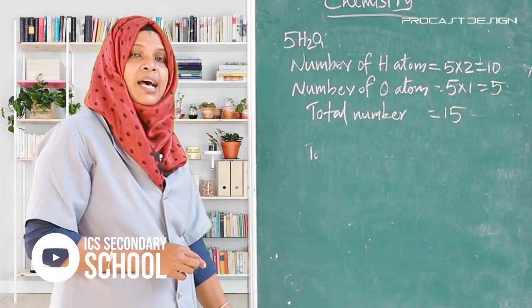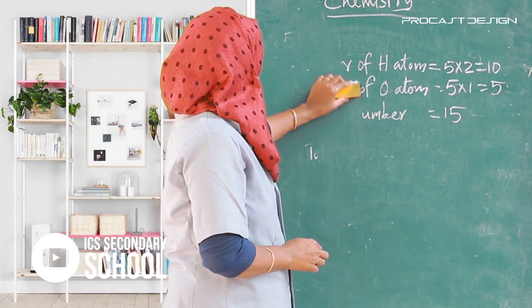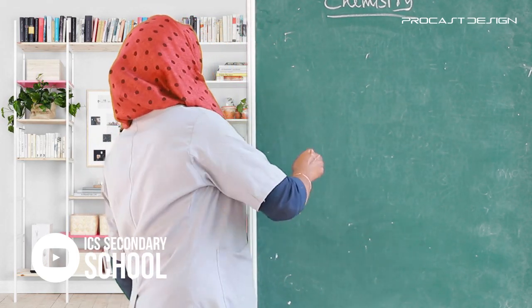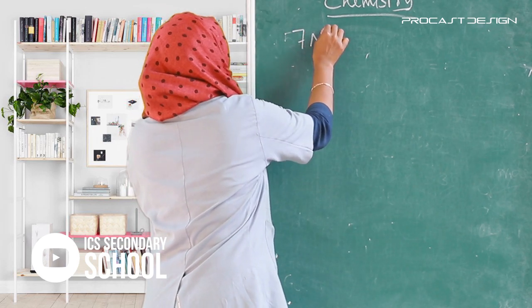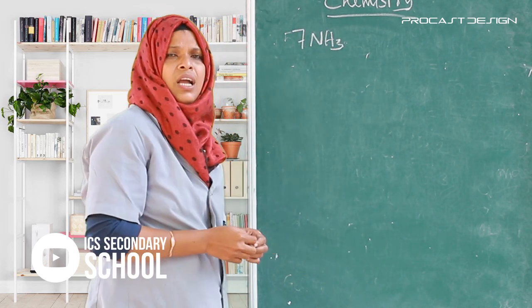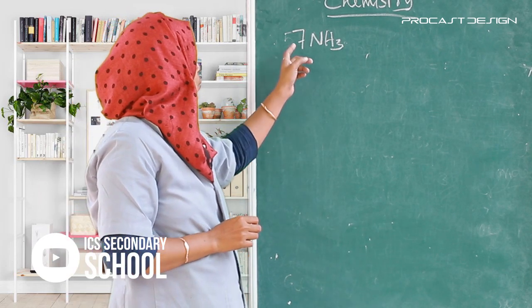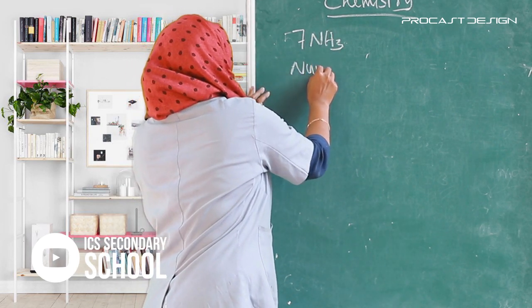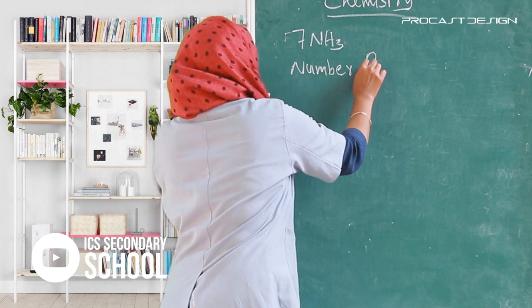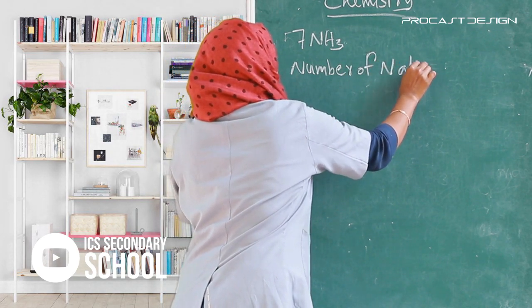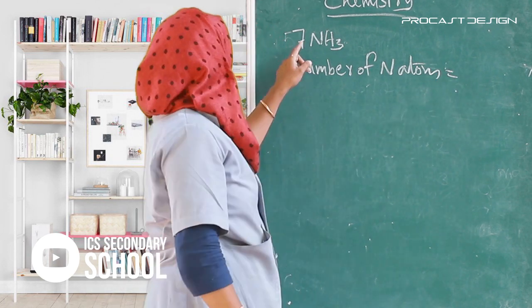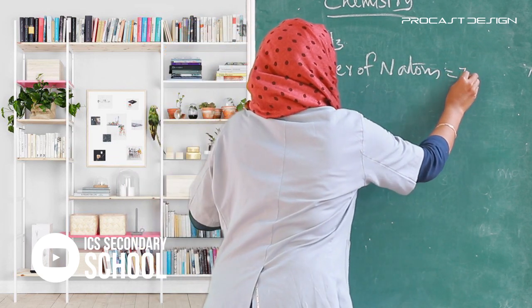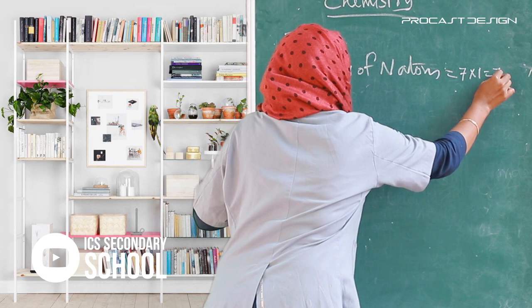Next question, 7NH3, 7 ammonia molecules. First find out the number of nitrogen atoms. Nitrogen atoms equal to 7 into 1, equal to 7.